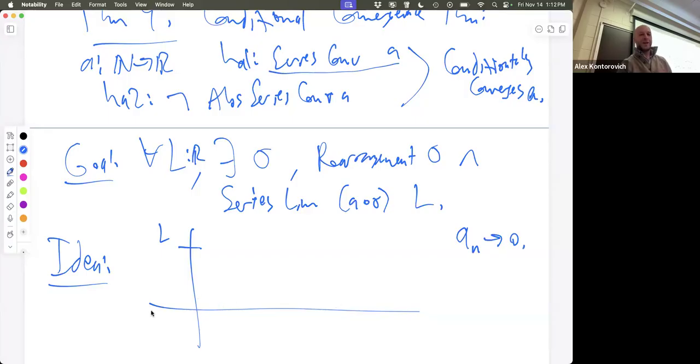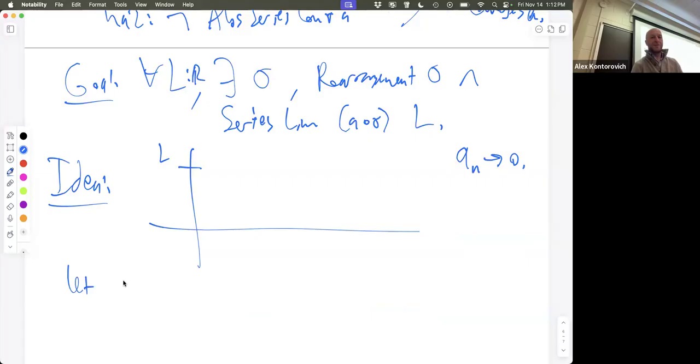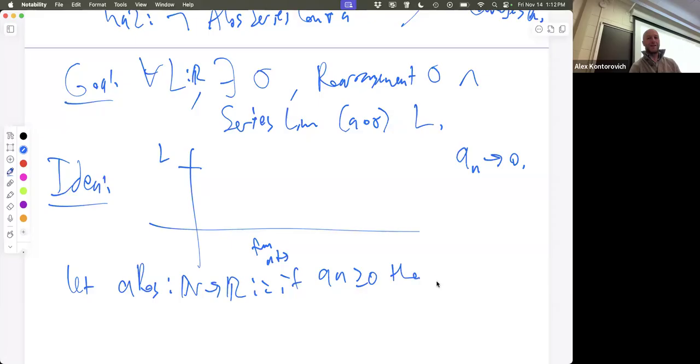So the idea is, let a pos be the sequence, a function that maps n to a n if a n is positive, else 0. In other words, just the max of a n and 0. So these are the positive terms. And then a neg will be the negative terms. So this is the max of negative a n and 0.